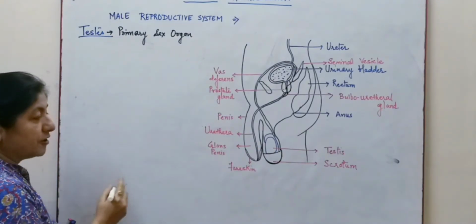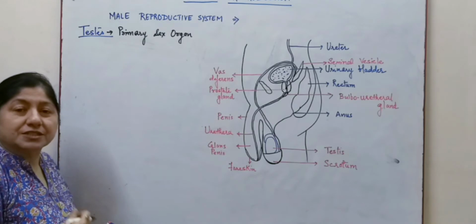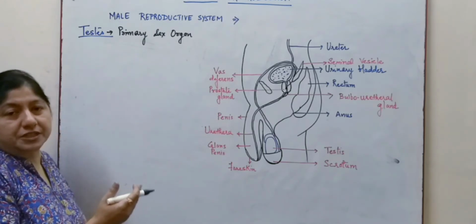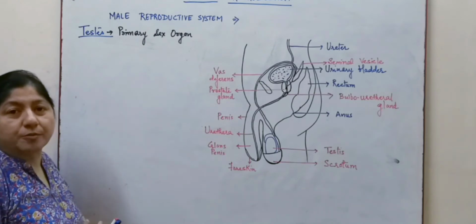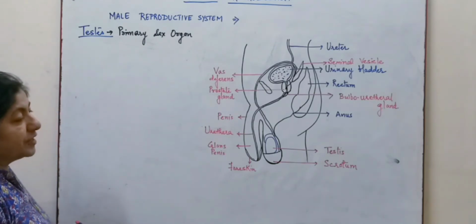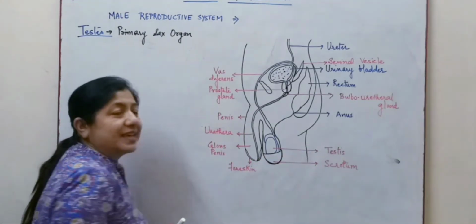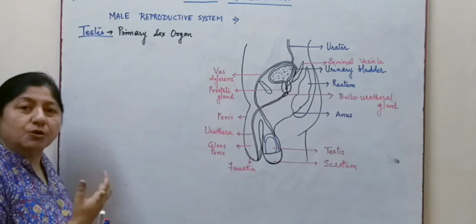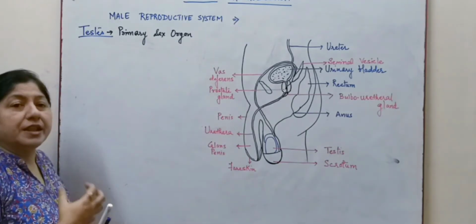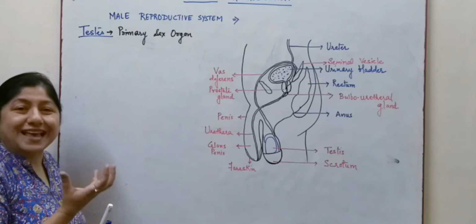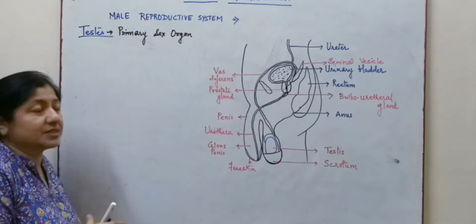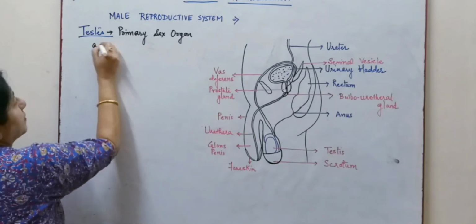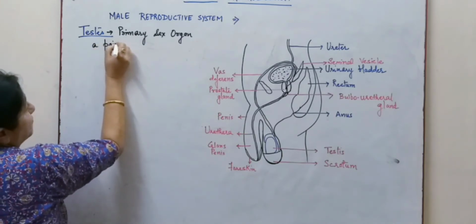Now this scrotum is present outside the abdominal cavity. It is not present inside, but it is present outside the abdominal cavity. So therefore we can say that the testis is extra-abdominal, that means outside the body. The scrotum is a sac-like structure or pouch which carries the testis, and there is a pair of testes present in every male.